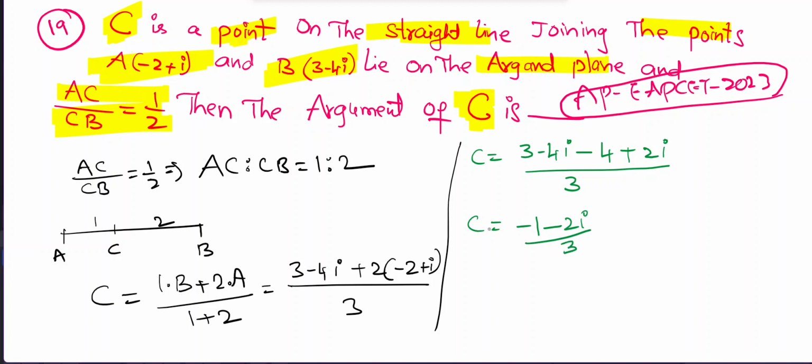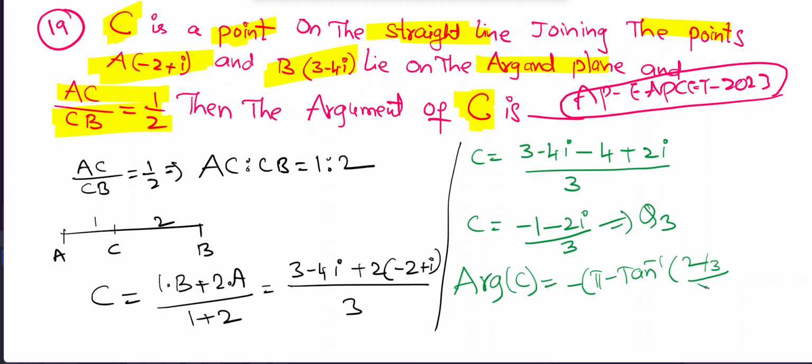Now we find the argument of C. We know that this is minus 1 minus 2i. This point belongs to Q3. So now we find the argument in the third quadrant Q3, that is minus of pi minus tan inverse of (2 by 3) by (1 by 3). Here 3 cancels, that is equal to minus pi plus tan inverse 2. This is the argument of the point C.